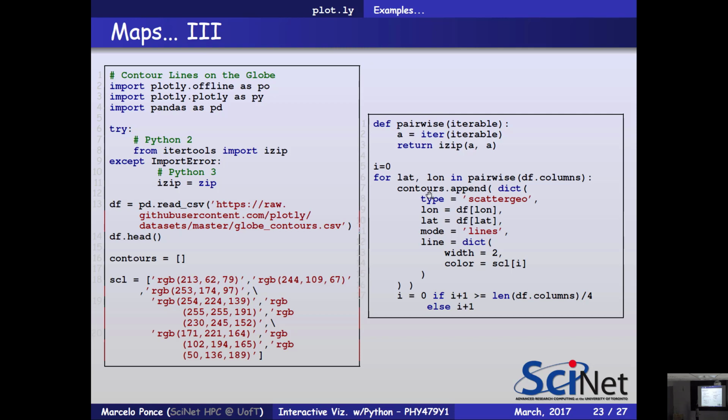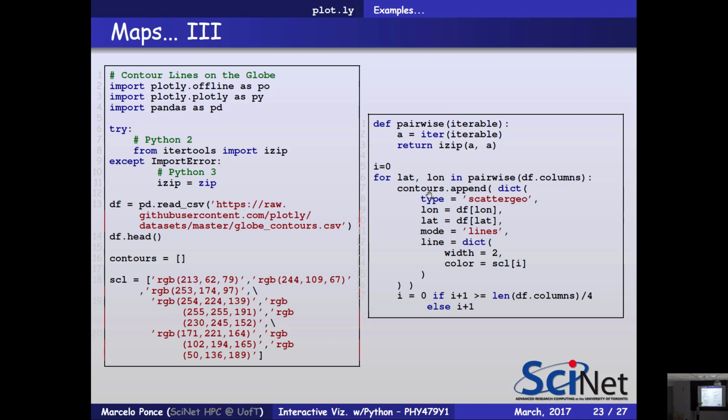So we're going to use pandas again to read some data, and a variety of tools from Plotly, so that's why we are also bringing plotly.plotly. This code should work in Python 2 or 3, so depending on what version you are running, you will import one or the other tool for the IZIP codes. So we read data from this location about the contours of the globe.